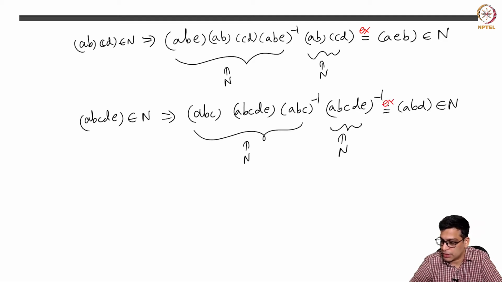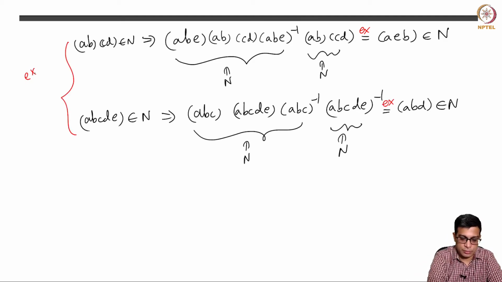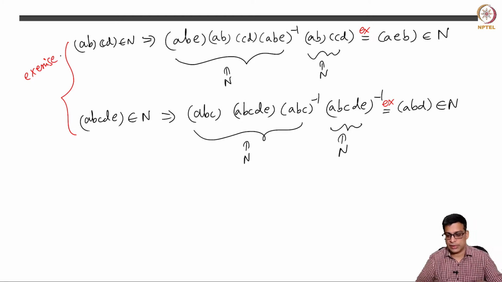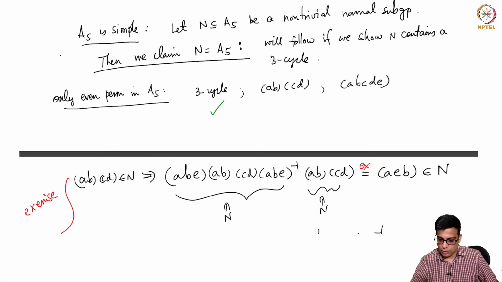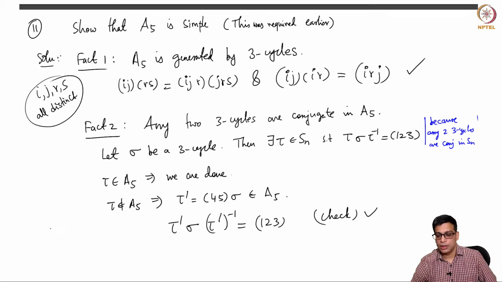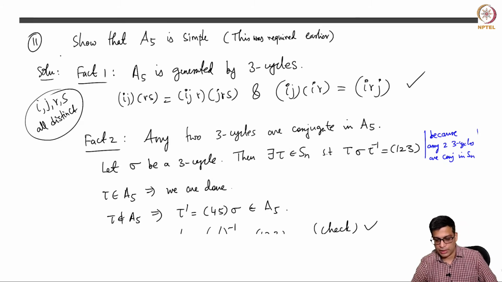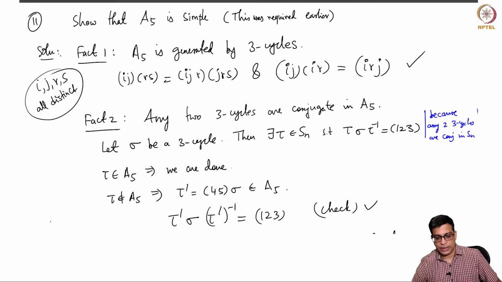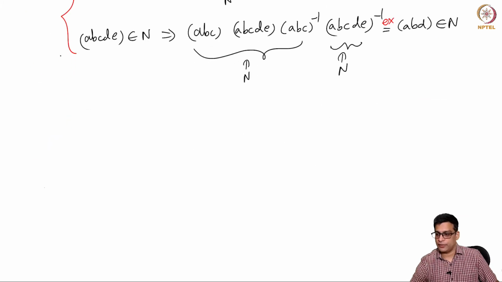This is also an exercise. So these are just straightforward exercises to check that N must contain a 3-cycle. So because N is normal, it contains all 3-cycles, and because A5 is generated by 3-cycles, N itself is equal to A5. So A5 is simple.